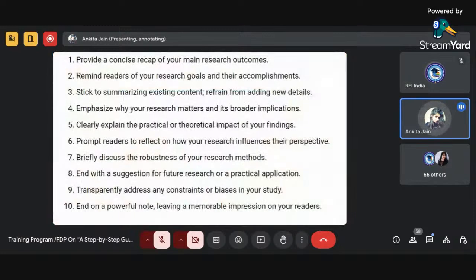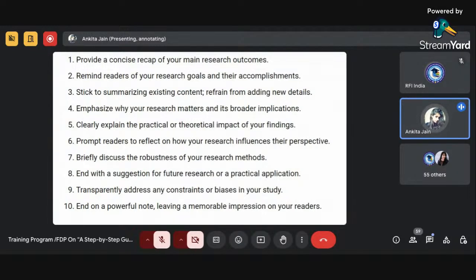So, the last 10 tips for the conclusion. Number one, provide a concise recap. Remind the reader of your research goals and their accomplishment, meaning your objectives and what you found out. Stick to summarizing the existing content and totally refrain from adding new details. Emphasize why your research matters, why it is important, and how it is contributing to society. So broader implications should be there. Clearly explain the practical or theoretical impact of your findings.